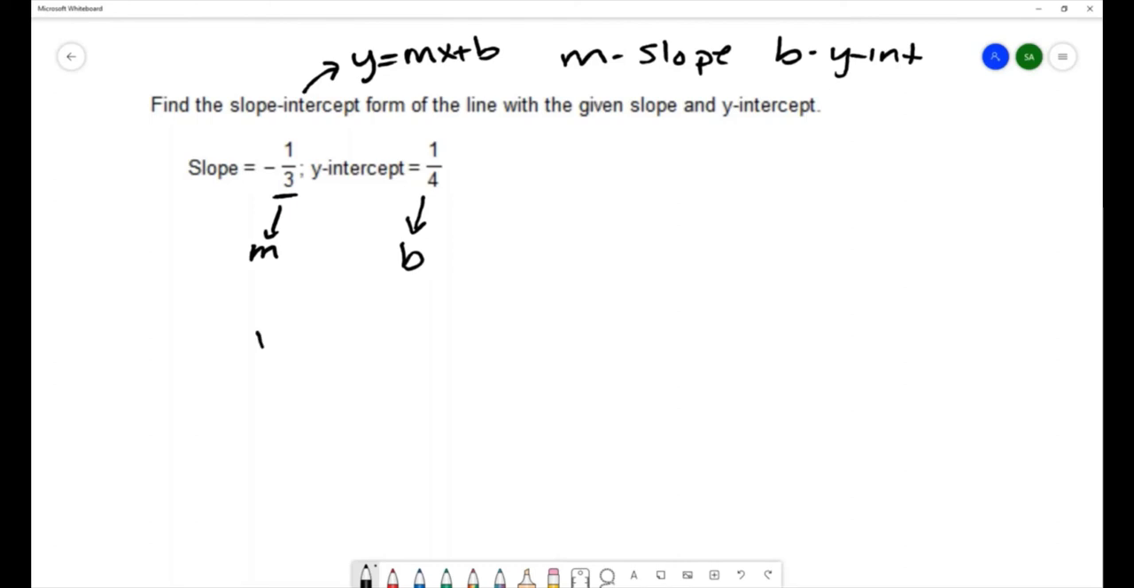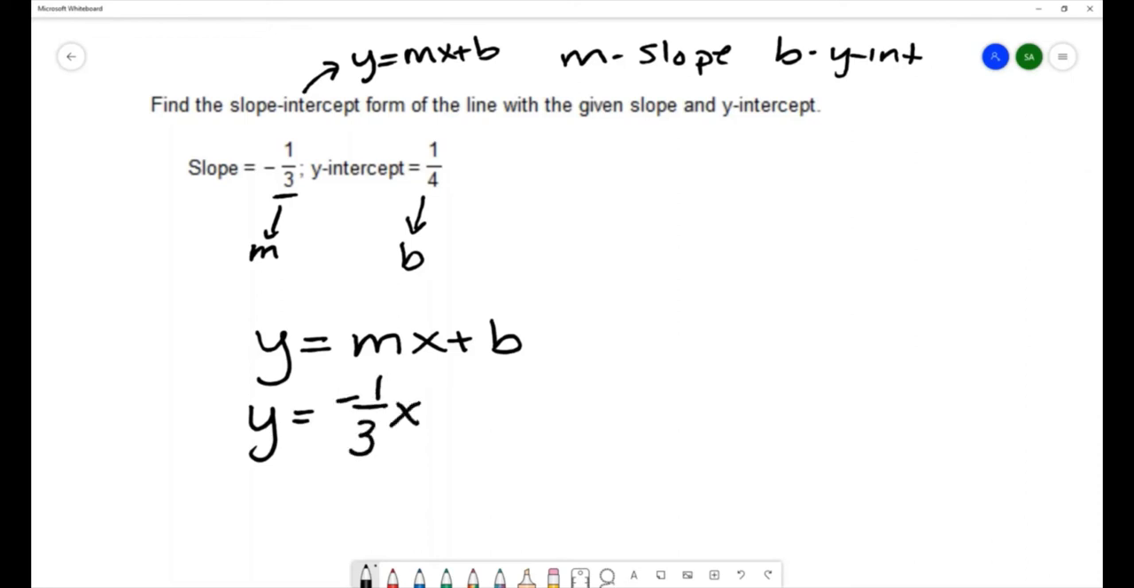So we start with our format of y equals mx plus b, that's slope-intercept form, and we substitute in the value of slope, negative 1/3 x, and the value of b, which is 1/4. So this is the equation of the line with slope of negative 1/3 and a y-intercept of 1/4. That's y equals negative 1/3 x plus 1/4.